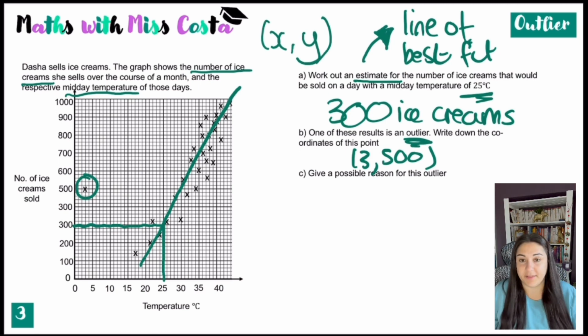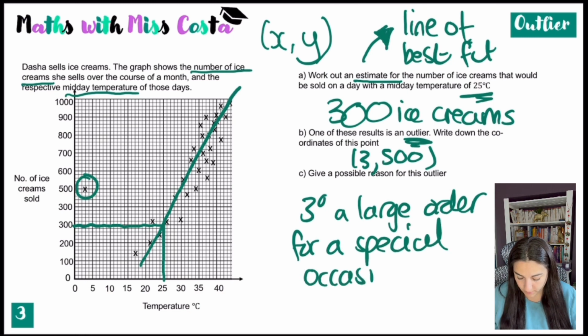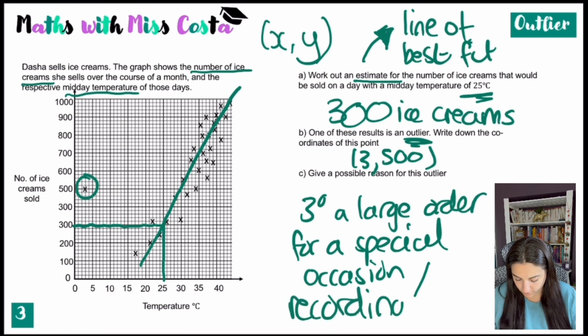Give a possible reason for this outlier. Well, why would someone buy 500 ice creams when it is 3 degrees? I don't know, maybe it was someone's birthday. So a large order for a gathering, for a special occasion. Or you might say perhaps it was a recording error. Or anything really that makes sense as to why people would buy ice creams when it's cold.